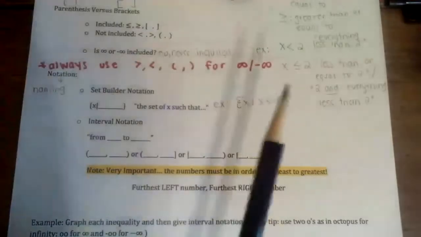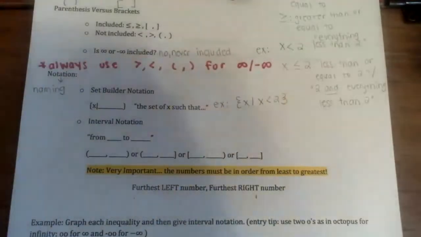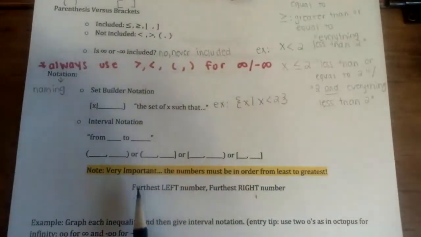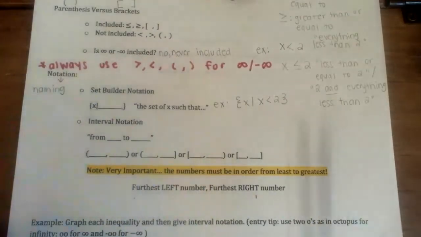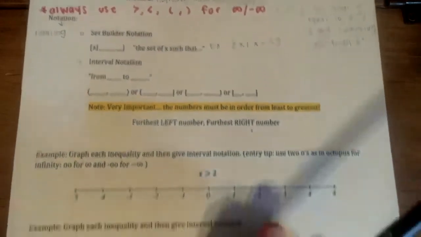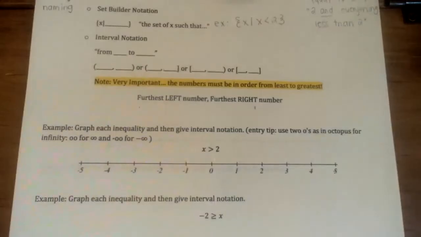I know you're probably wondering what I'm talking about. We'll get there, I promise. It's very important that the numbers must be in order from least to greatest. A lot of times we use a number line to show what is least to greatest. We use the furthest left number and the furthest right number, and we put our answers in order from least to greatest, from left to right, because we read from left to right. All right, let's put this together and see what we're actually talking about here.